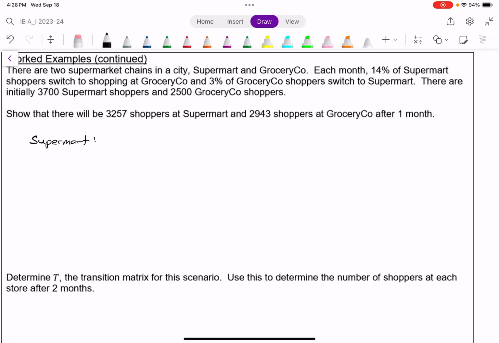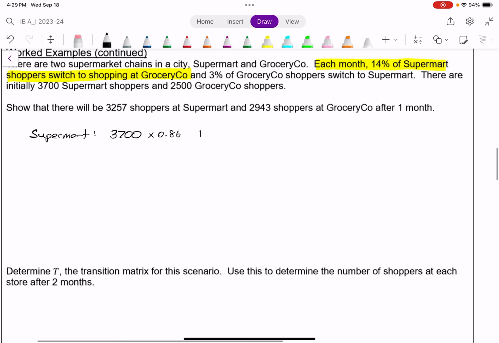So think about Supermart. We have 3,700 customers at first, and it says that 14% of them go to Grocery Co. So that means they lose 14%, which means they keep 86%. So after a month, I can take my initial amount and multiply by 0.86, because they do keep 86% of their customers.